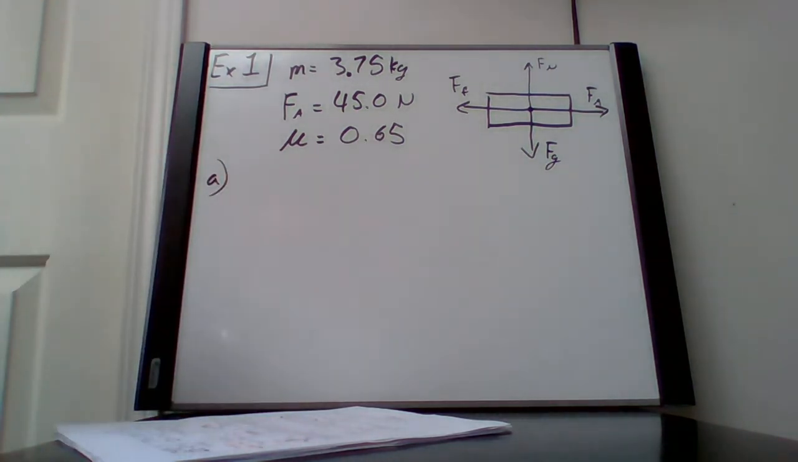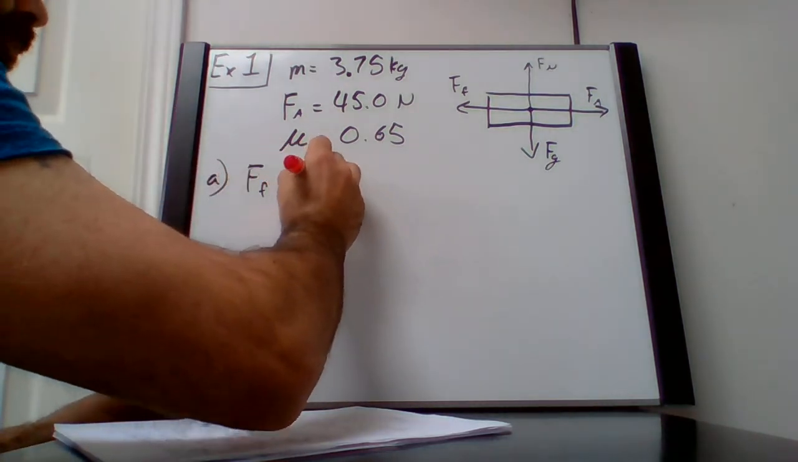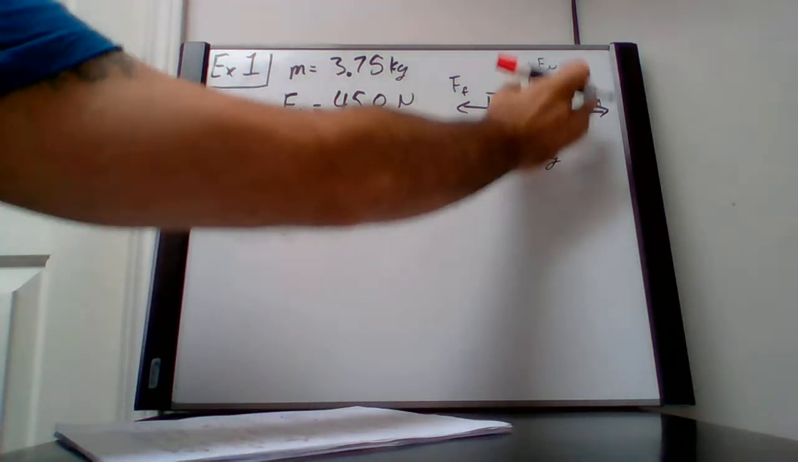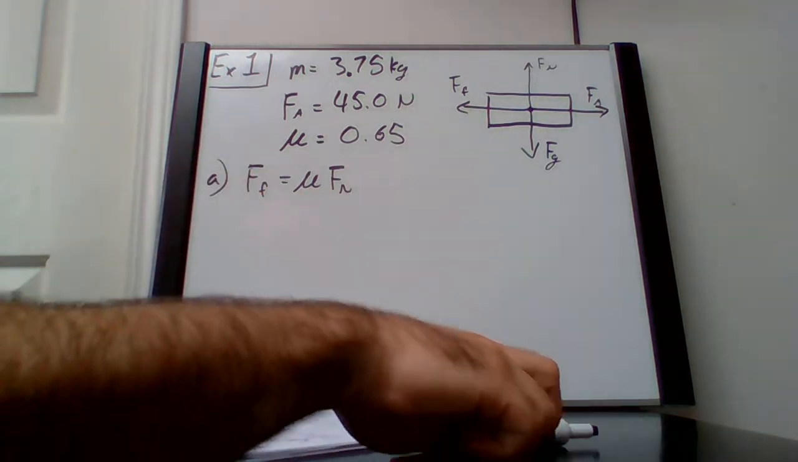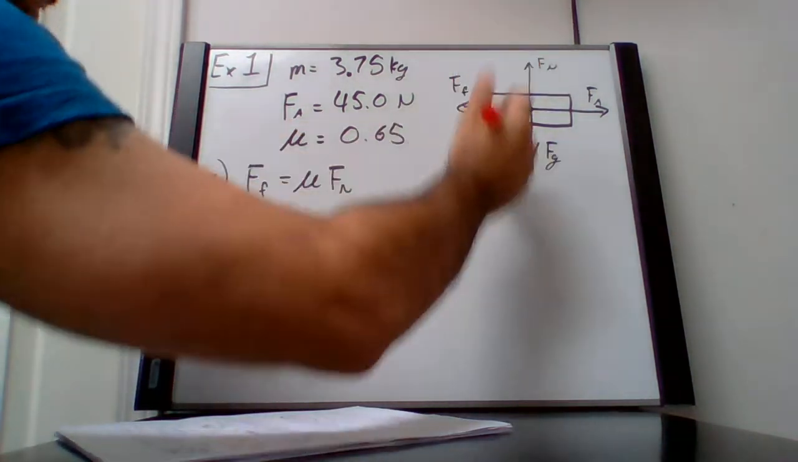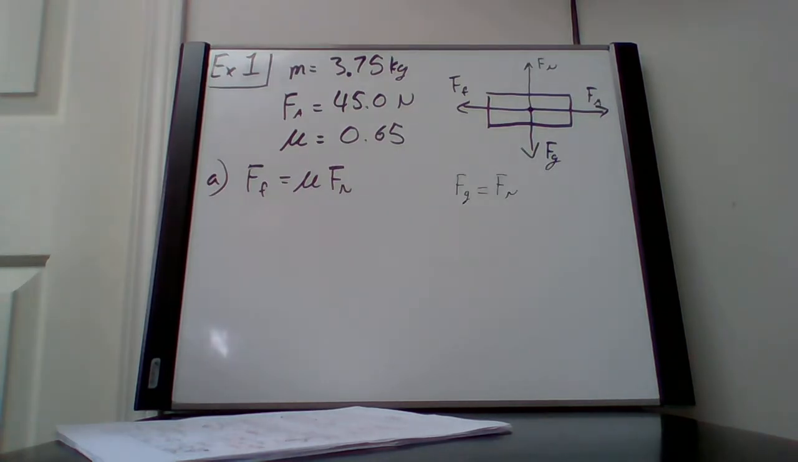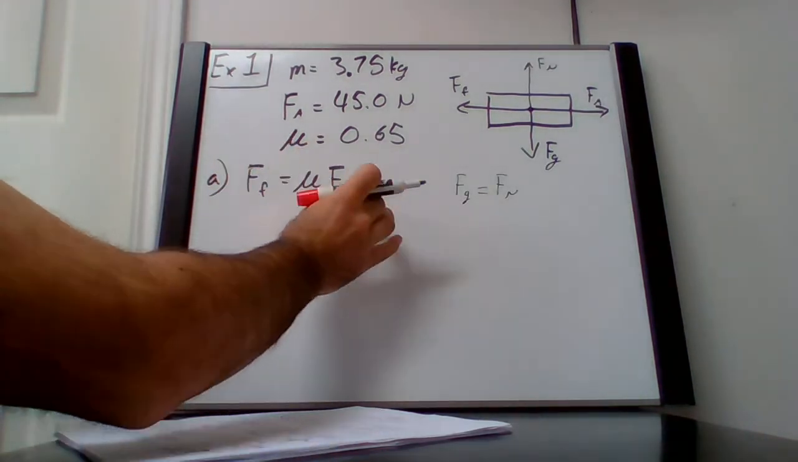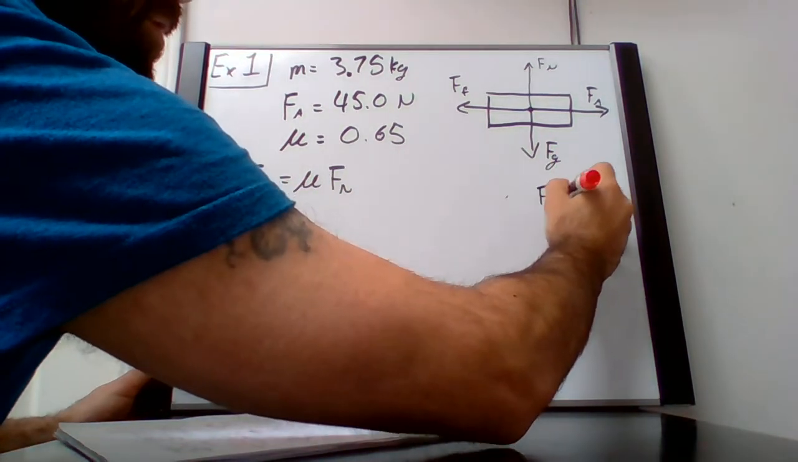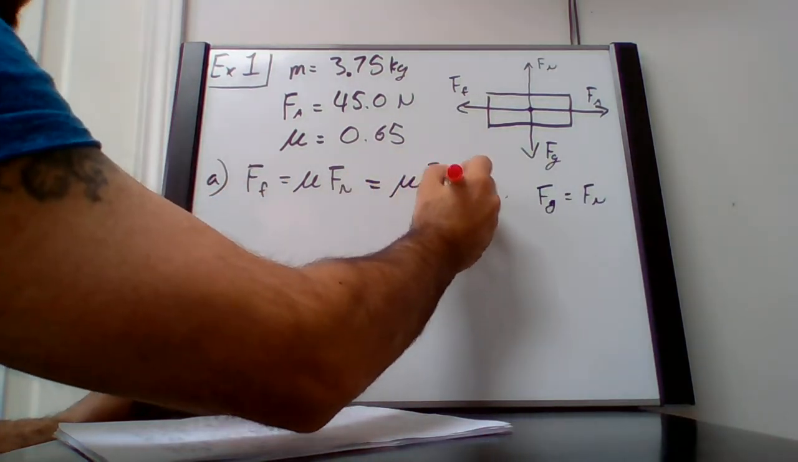Question A, find the force of friction. Well, we saw this on that previous page. Force of friction equals mu times Fn. All right. Well, if we look here, we've got our Fn and our Fg. This object is sitting on a table and it's only moving horizontally. So therefore, our Fg equals Fn. So that means I can rewrite this. Fg equals Fn, so I can change this to say it's mu times Fg.